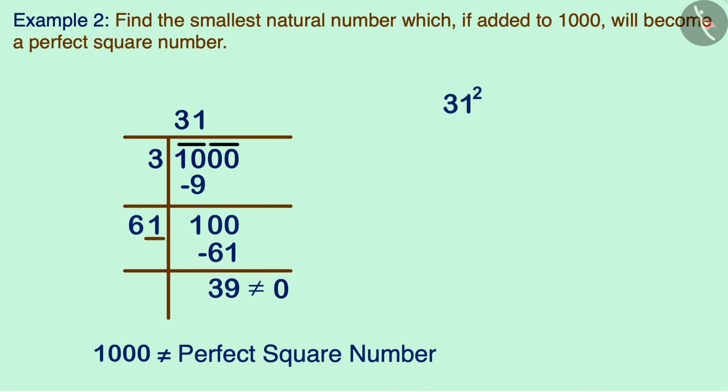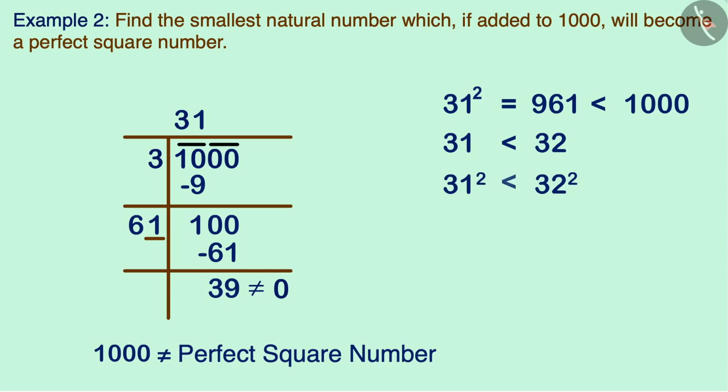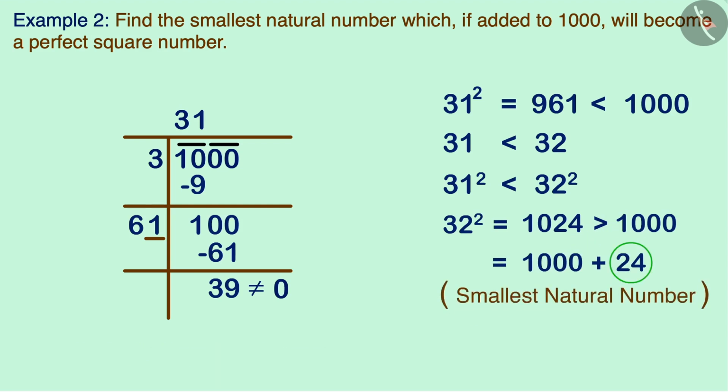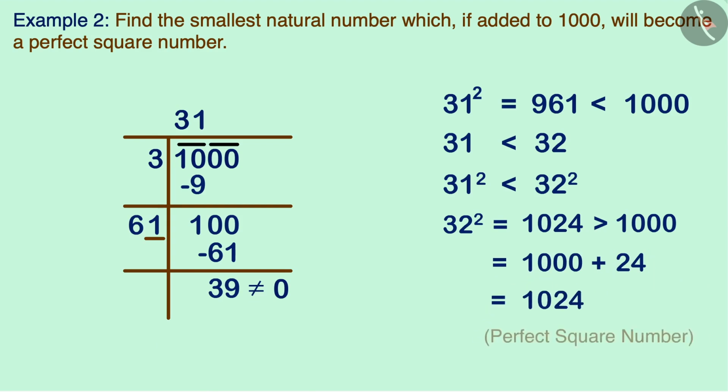This shows that the square of 31 is smaller than 1000. Because the number 32 is larger than the number 31, the square of the number 32 will also be larger. The square of 32 is 1024. This means the square of the next whole number, 32, will be larger than 1000. So, by adding the number 24 to 1000, we will get a perfect square number, 1024.